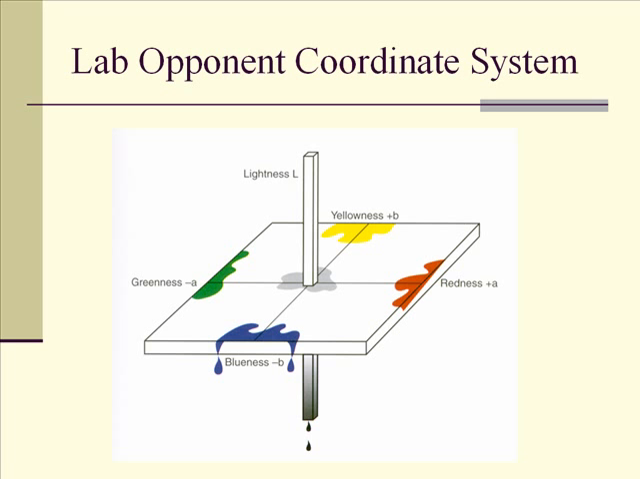So the numbers are numbers, but it also has color meaning. We talk about it: a positive A is red, negative A is green. Positive B is yellow, negative B is blue.